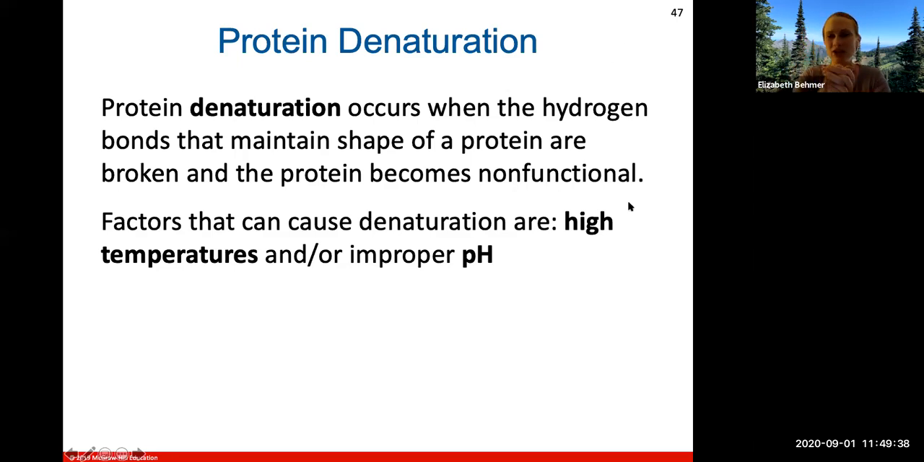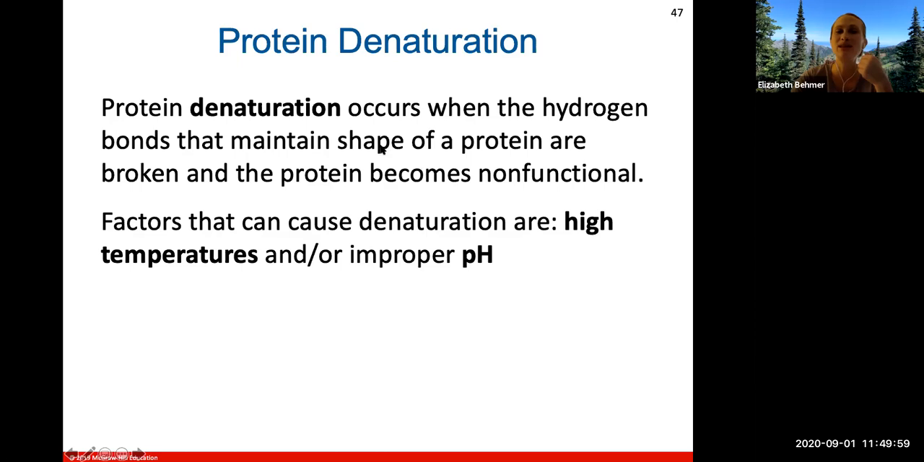Protein denaturation occurs when the hydrogen bonds that maintain the shape of a protein are broken and the protein becomes non-functional. So if we denature a protein, that just means we kill it off, and when it's unable to perform its job, then it becomes non-functional.